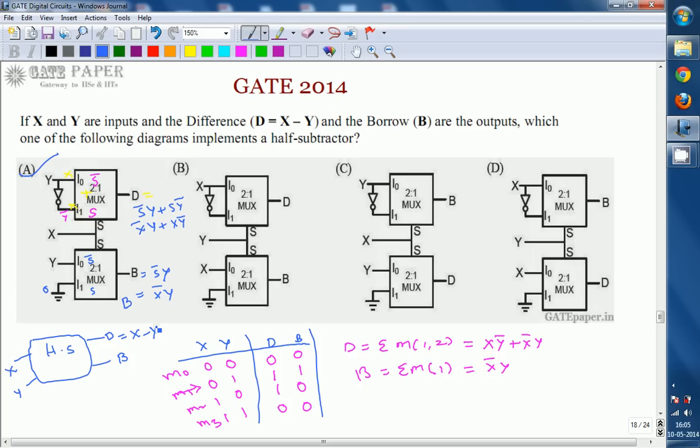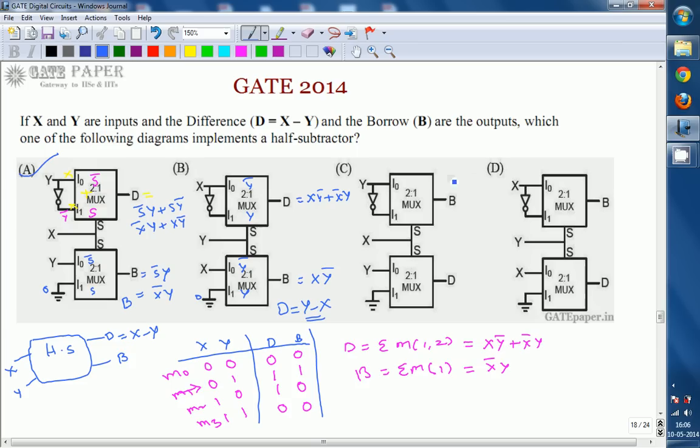If you want to check the expressions for the other circuits, here S is Y, so you can write it as Y bar Y. So D is equal to x y bar plus x bar y, the same expression, but the borrow is 0 times something, so you don't get that expression. What you get is x y bar, so this implements D equal to y minus x. If the question asked for D equal to y minus x, then B would be the right answer. Since the question is D equal to x minus y, A is the right answer.